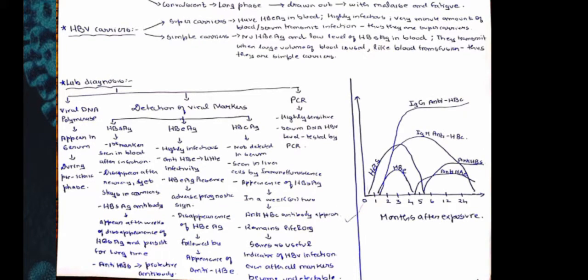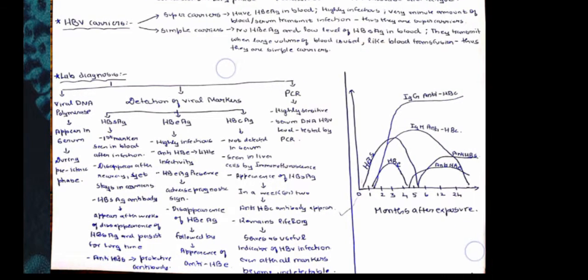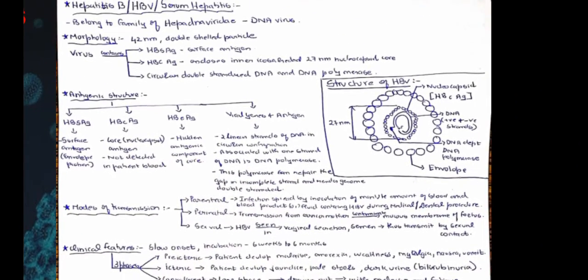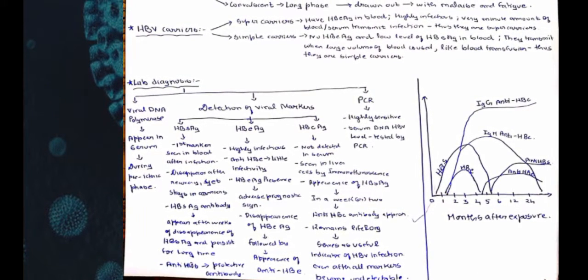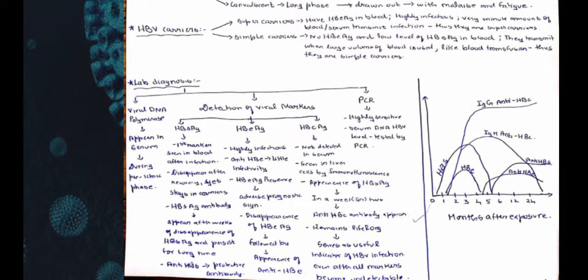So there are totally 3 viral markers which you have to remember, that is HBsAg, HBeAg and HBcAg. There is one graph which I have just included here, which is taken from the textbook. It shows the months of exposure and the different viral markers which are present during the different stages.